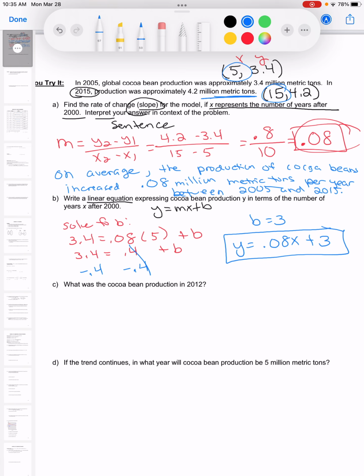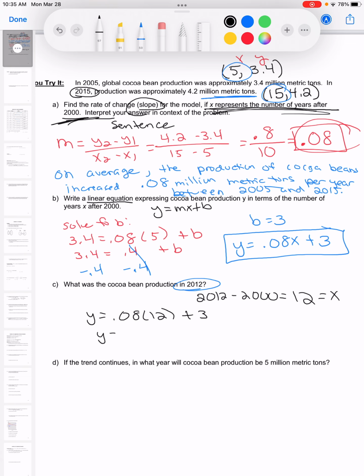If you have tried C, we'll go ahead. 2012, we don't want to plug in 12. Instead, let's see, we started in the year 2000 way back up here. So 2012 minus 2000 means I'm going to plug in 12 for X. X are my years. That's how I know I'm plugging in for X. I'm going to type that in my calculator. So that gives me 3.96. The units for this are millions of metric tons of those beans.